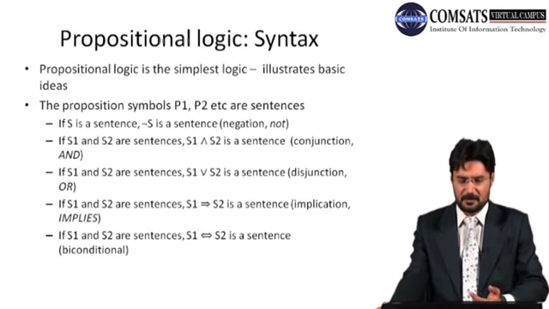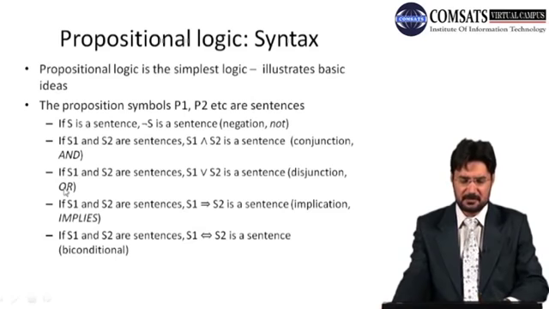If S1 and S2 are sentences, then S1 or S2 is a sentence. Disjunction: or. So in this situation we are using the or operator. So if S1 is a sentence, and S2 is also a sentence, then we can use or in between as an operator. If S1 and S2 are sentences, then S1 implies S2 is also possible. In this situation, if S1 and S2 are sentences, then S1 bidirectional to S2, so it can be in both directions.